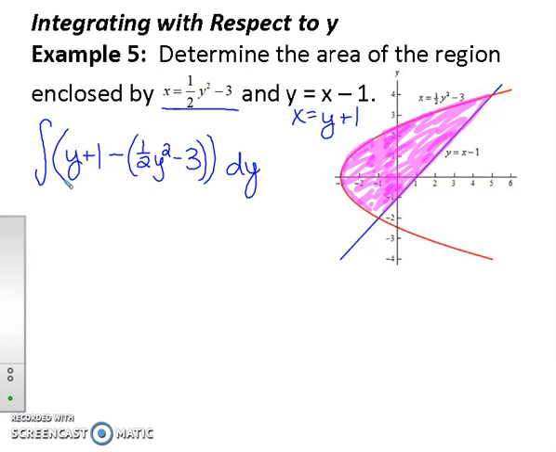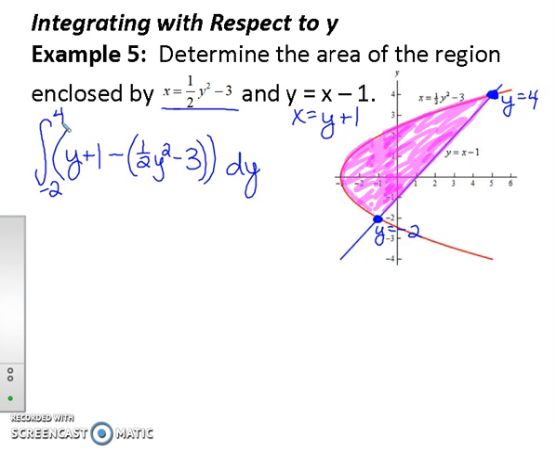Now, the other thing that we have to pay attention to are our boundaries. If we're integrating with respect to y, then your boundaries are going to be y values. So that would go from the lowest point to the highest point. So this is down here at y equals -2. This is up here at y equals 4. So my integral will go from -2 to 4.